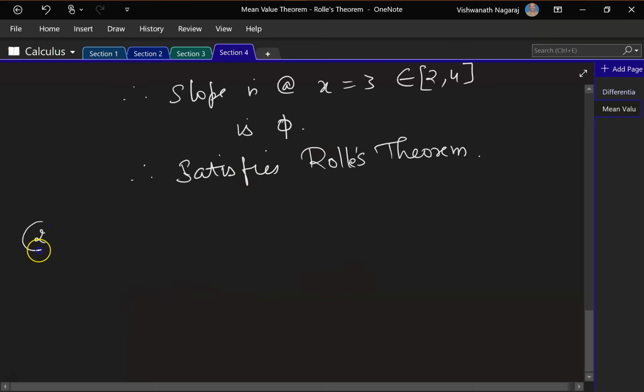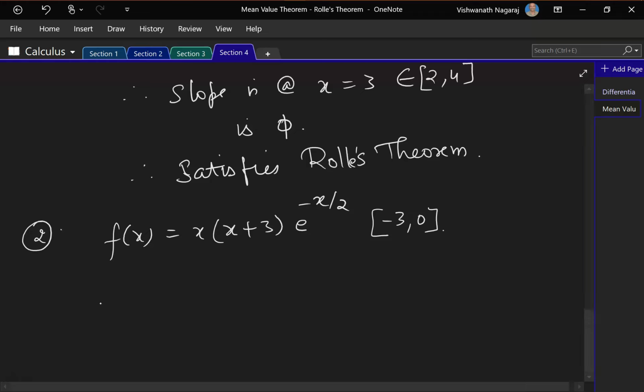Let's look at the next problem. Okay, f of x is equal to x times x plus 3 e to the power of minus x by 2 in the closed interval minus 3 comma 0.